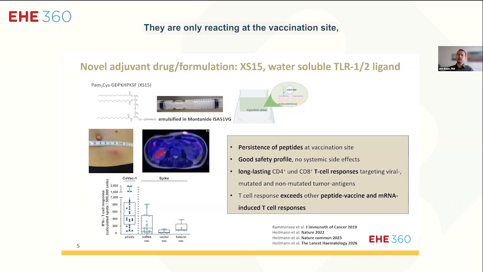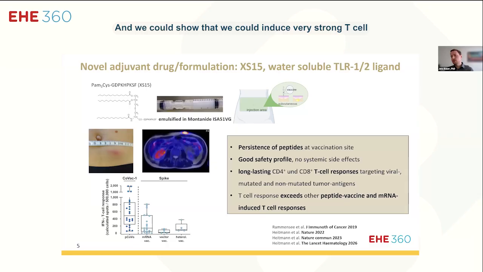They are only reacting at the vaccination site, which we could also show here in the PET trace, a very strong activation. In this local granuloma formation, there's a local swelling and a local inflammation process, which is intended. But it's not going systemic, which is a big advantage compared to mRNA vaccines, where you have a lot of side effects like fever or other stuff if you go into very high amounts of antigens.